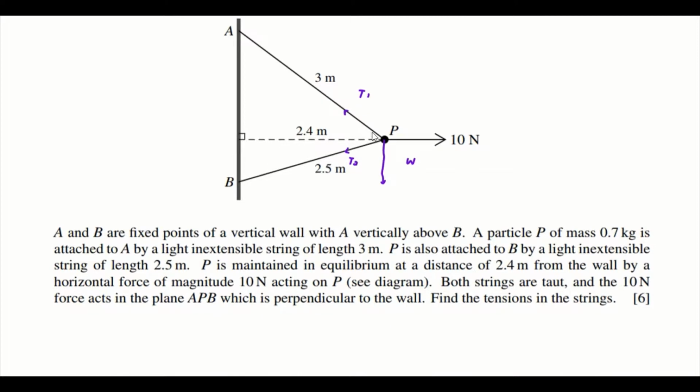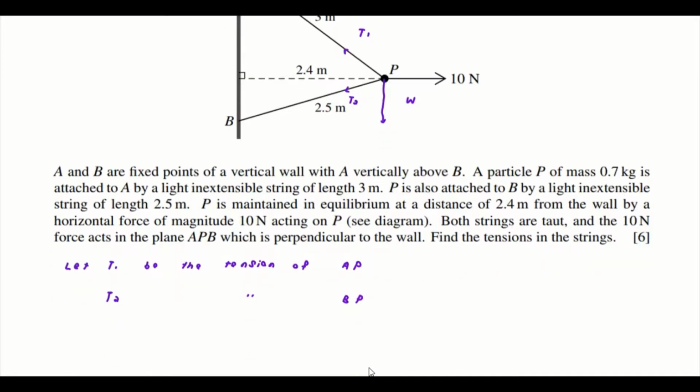All right, so basically we are getting the tensions here, so we can just write down first. Let T1 be the tension of the string AP, then T2 be the tension of BP. All right, so by having this, now we can try to solve it.